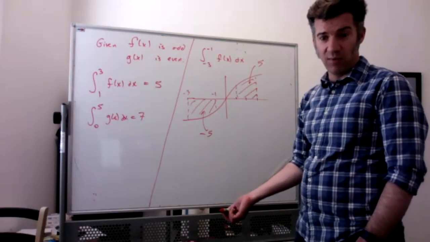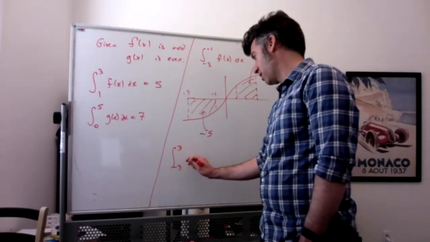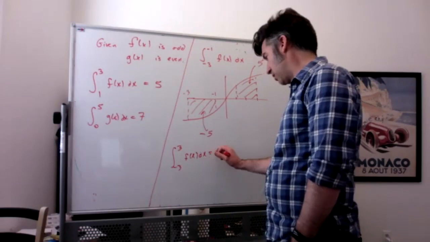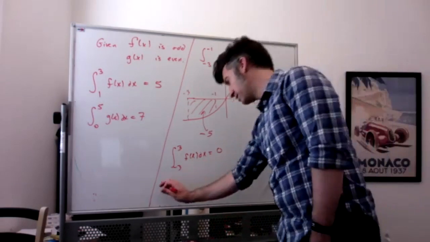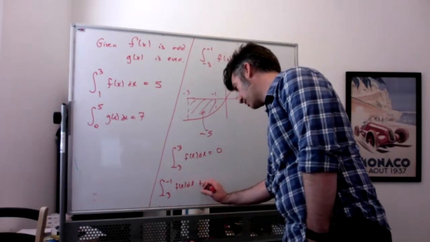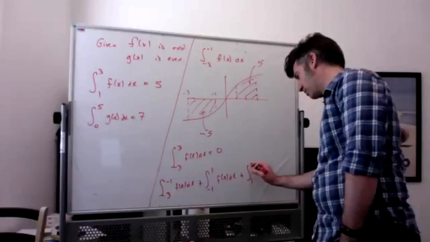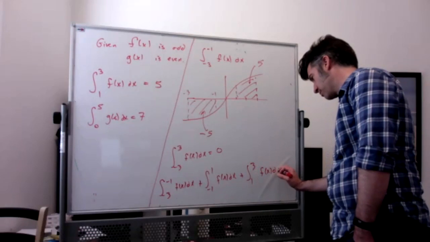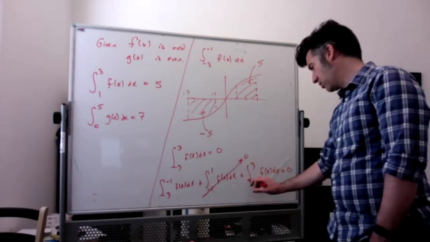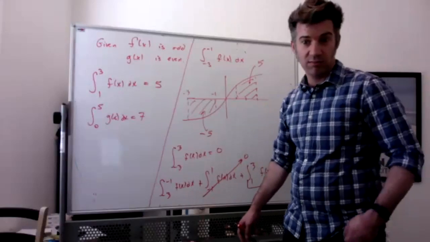Another way you could say it, if you really wanted to, is that the integral from negative 3 to 3 of f of x should be 0. And then you can break that up as the integral from negative 3 to negative 1 plus the integral from -1 to 1 plus the integral from 1 to 3. And that's equal to 0. You know that this is 0 because it's odd. You know that this is 5 because it's given. So that has to be -5 to make it work out.